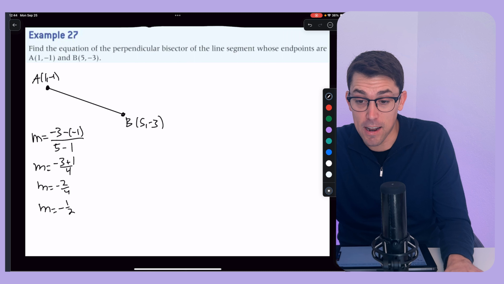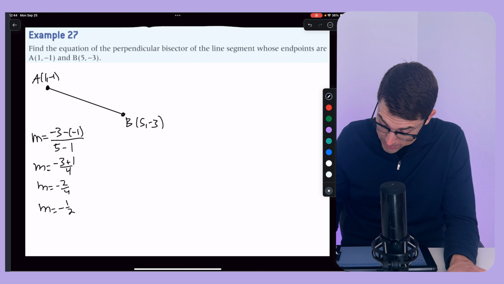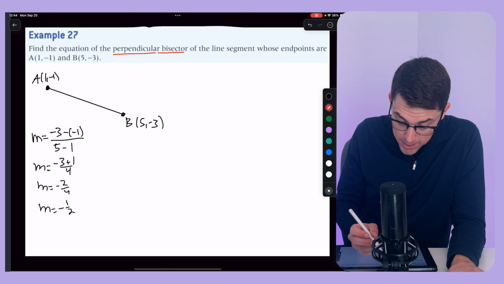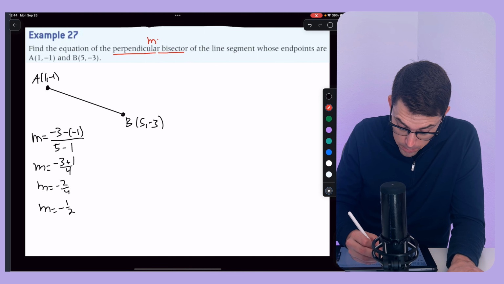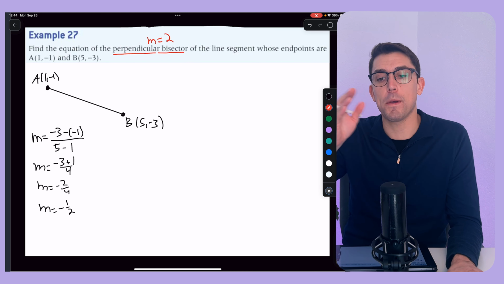So what does that mean? If this is -1/2, well then my perpendicular bisector, which I'll go ahead and label in red, is going to have a slope of +2, because 1 and 2 will flip and the negative will become a positive.